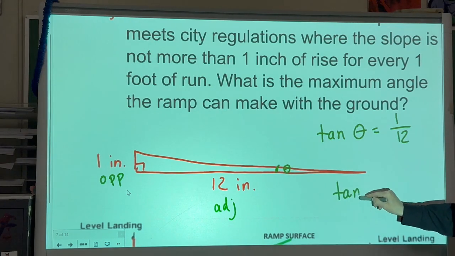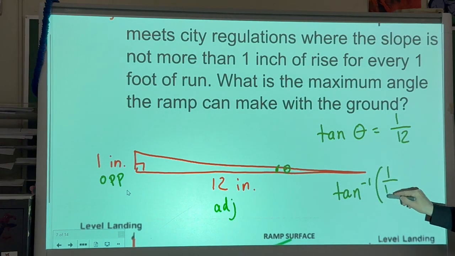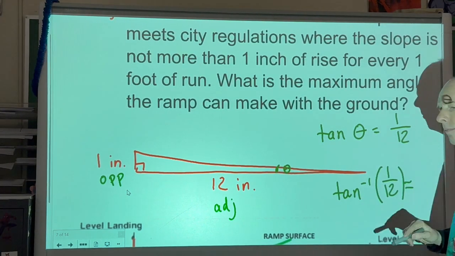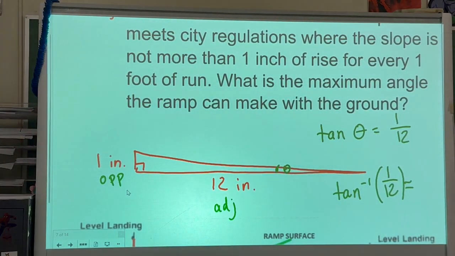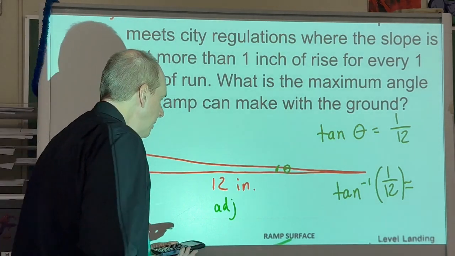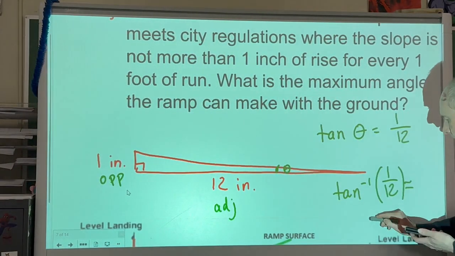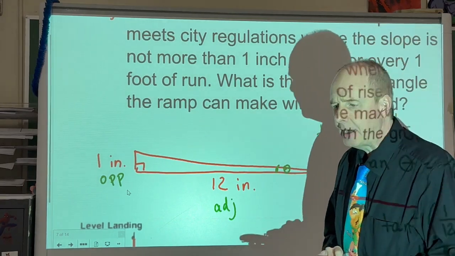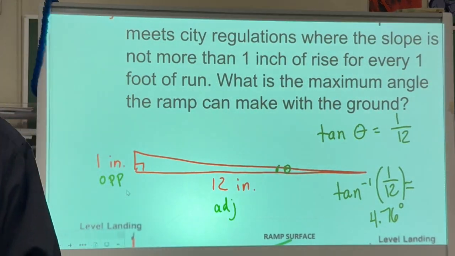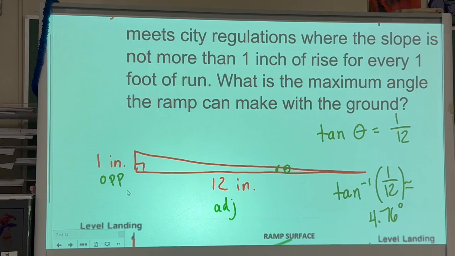If I do second tangent of 1 over 12, we'll have our angle. Second tan, 1 divided by 12. Your ramp can be about 4.76 degrees and still meet city regulations. Anything over that, city's gonna fine you until you make it compliant or you tear it down and fix it.